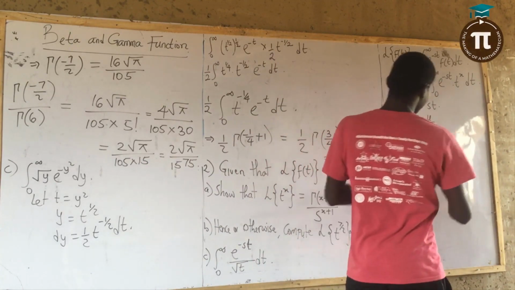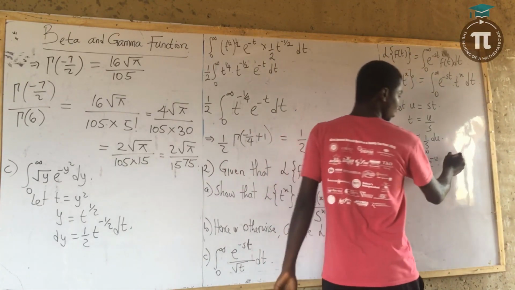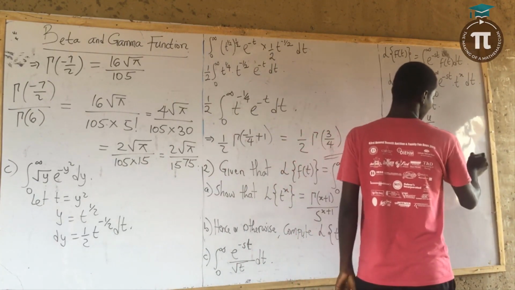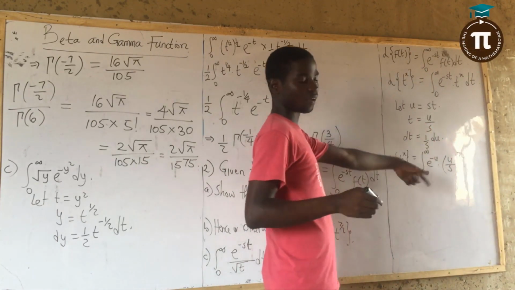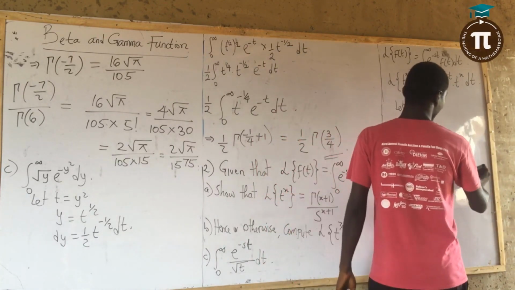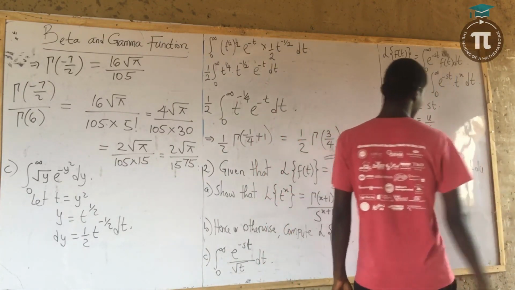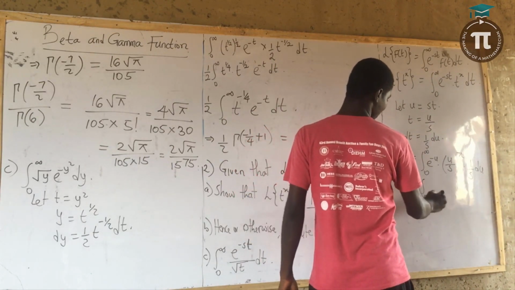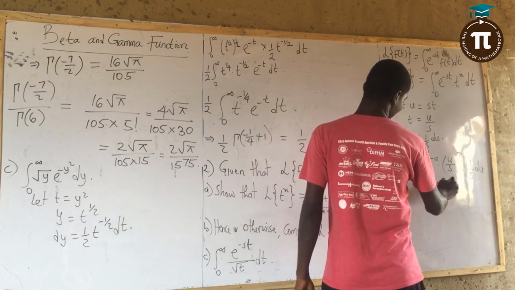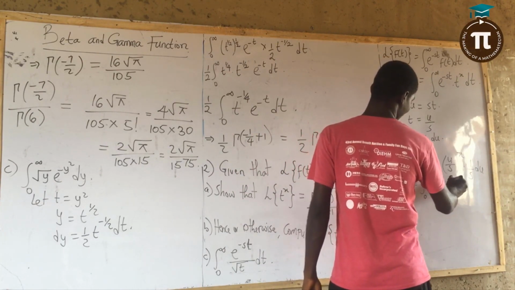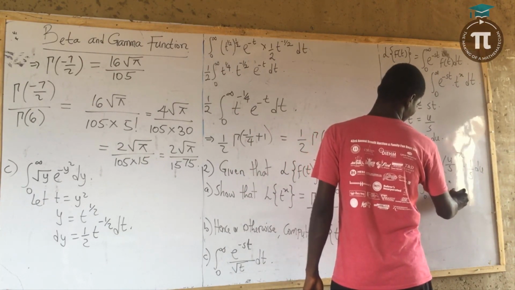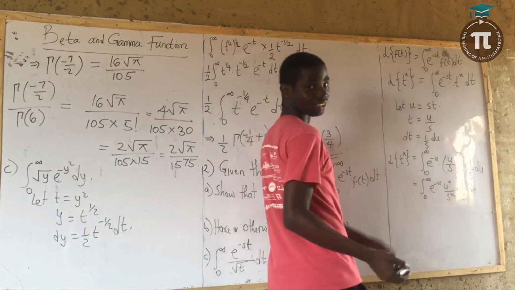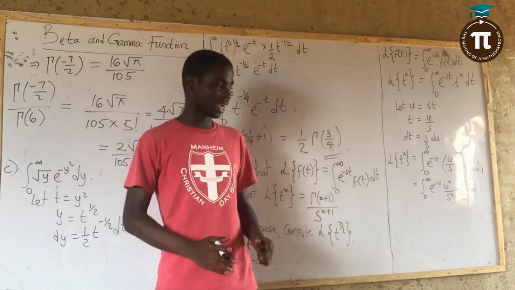No, this is the integral of e raised to power minus u times t. t is u over s, so u over s raised to power s multiplied by dt. dt is 1 over s du. So this will become integral from 0 to infinity of e raised to power minus u, u raised to power s over s raised to power s, multiplied by another 1 over s du.